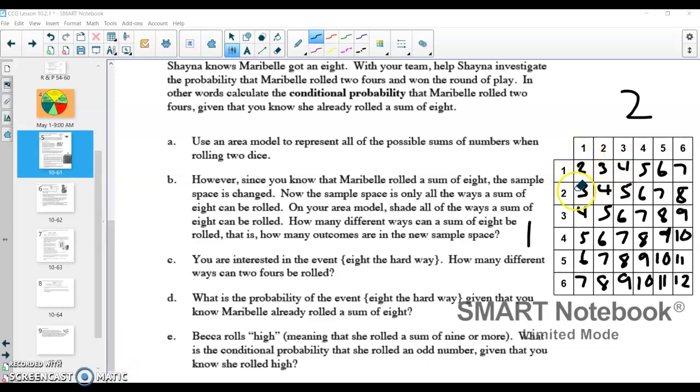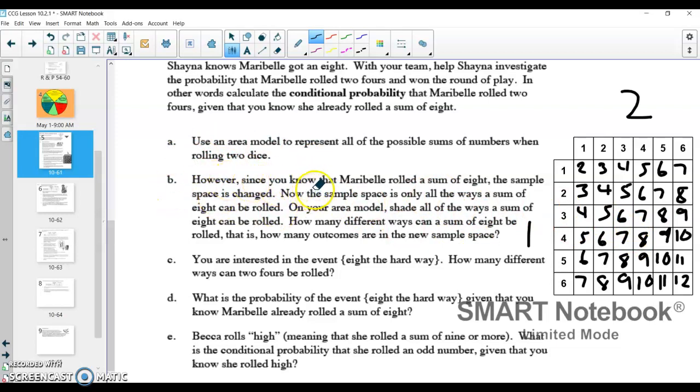1 and a 1 gives me 2, a 1 and a 2 gives me a 3, and this is the whole sample space for this entire game. All the different possible number combinations you could roll with these 2 dice. All right, so now we got A done. We filled out the chart here, and we can go on to B.